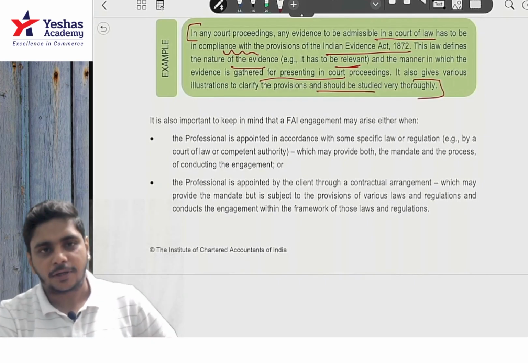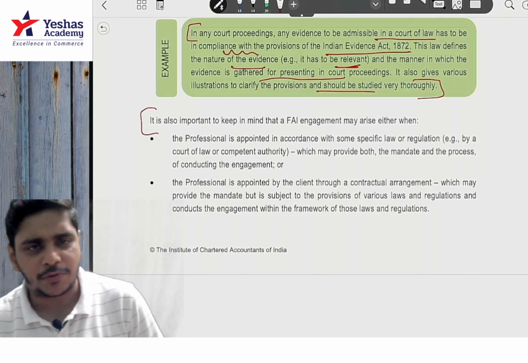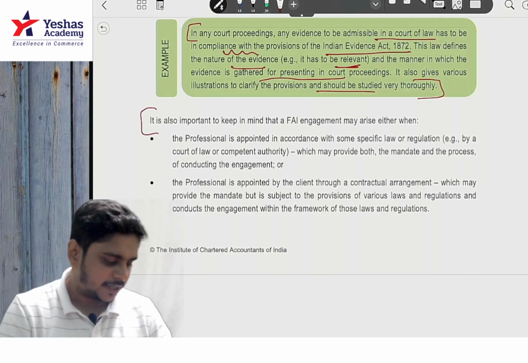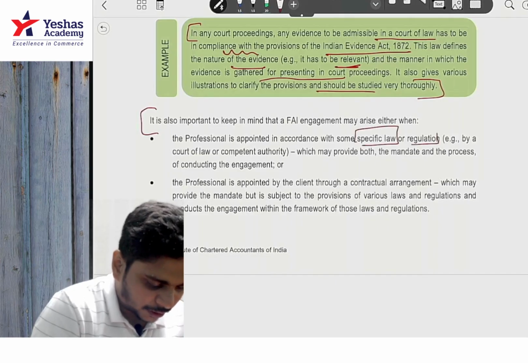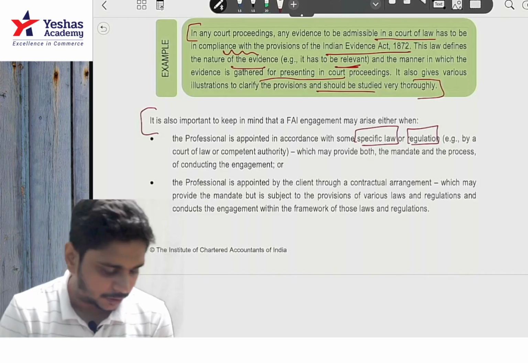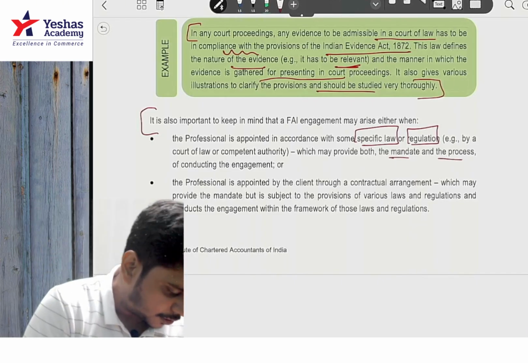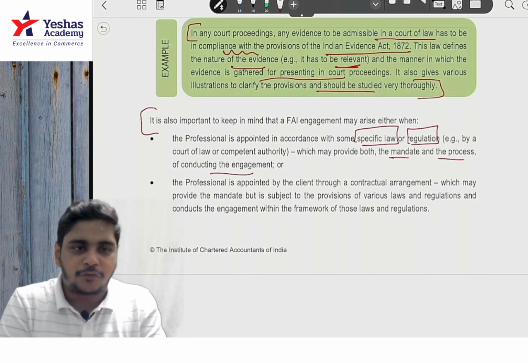Then it is important for a forensic accountant to keep in mind that the FI engagement, the forensic accounting investigation engagement, may arise either from professionals appointed as per some specific law or regulation, that is, by a court or by a competent authority, which may provide both the mandate and the process of conducting the engagement. That means if income tax people have appointed you, they will give you full authority.